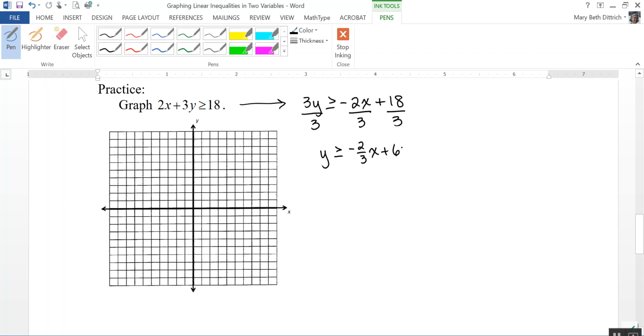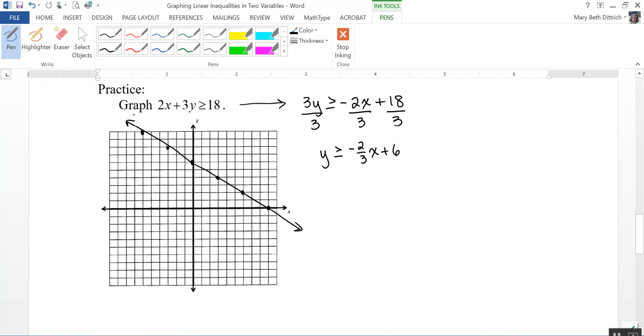So I'm going to go ahead and graph the related equation. So just imagine that that's an equal sign. So I have a y-intercept of 6 and a slope of negative 2/3. So that's down 2 and right 3, or up 2 and left 3. And because my inequality is a greater than or equal to, this is going to be a solid line. So I'm going to go ahead and draw a solid line.